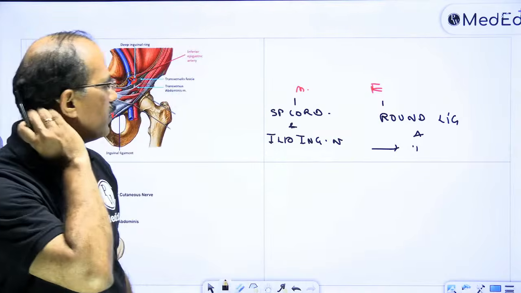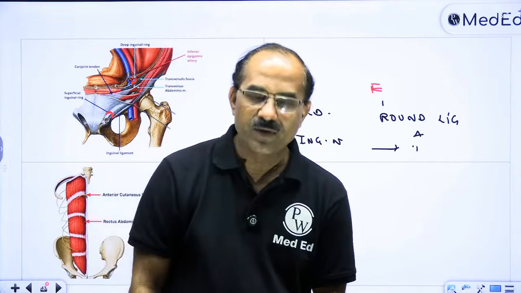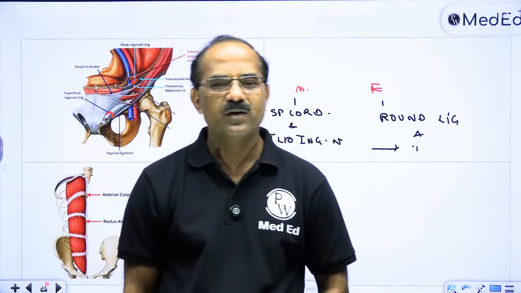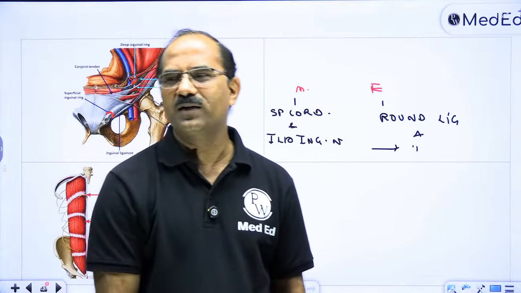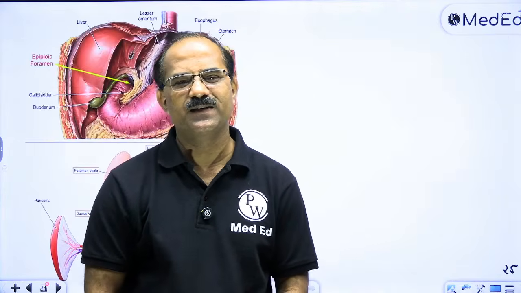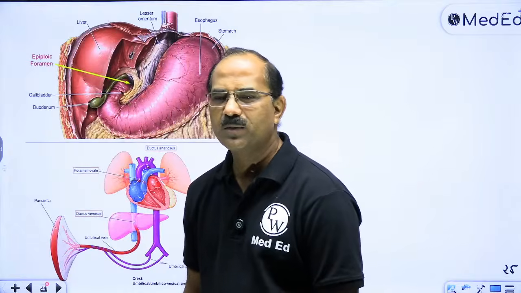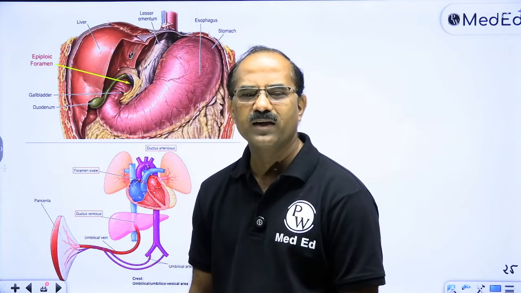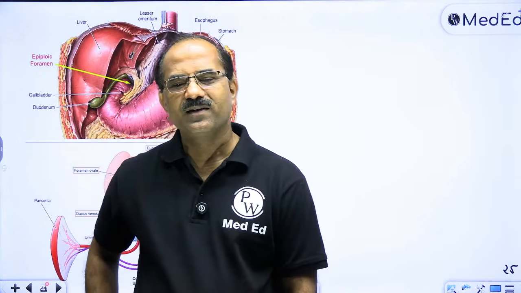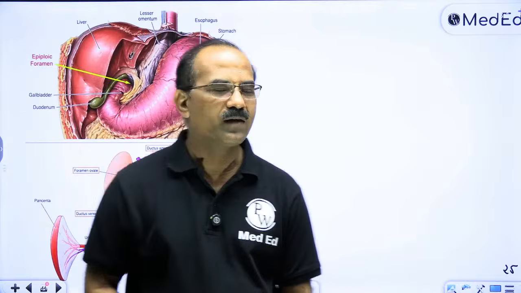Okay. Testicular artery is a branch of what? Testicular or ovarian, which we call the gonadal artery. That is a branch of what? A direct branch from the abdominal aorta.